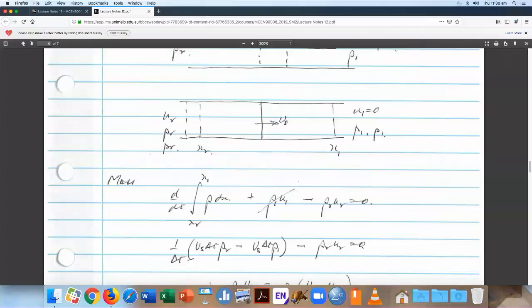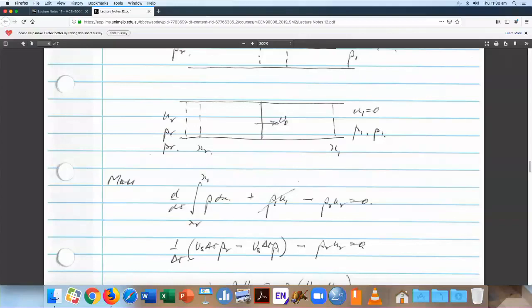So what is the rate of change of mass in the volume? I've got to calculate the mass. How do I calculate the mass? If this was unit area, then I'd find the mass by integrating the density from x2 down here all the way up to x1. So that would be the mass, rho per unit volume, and then I'm just summing up all these little volumes, dx.